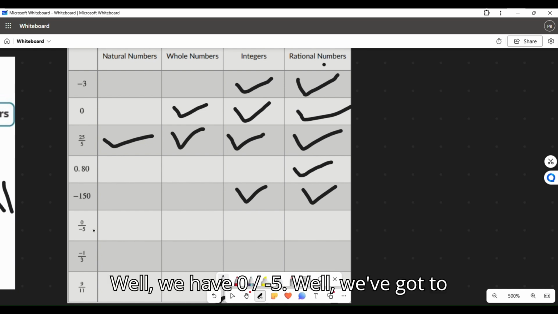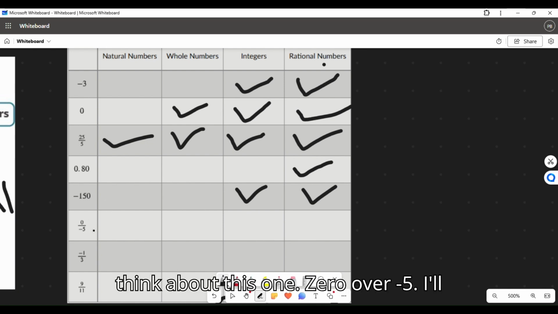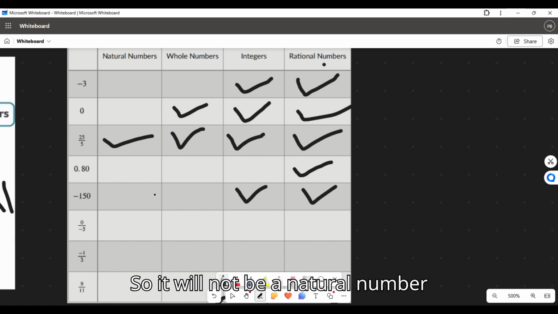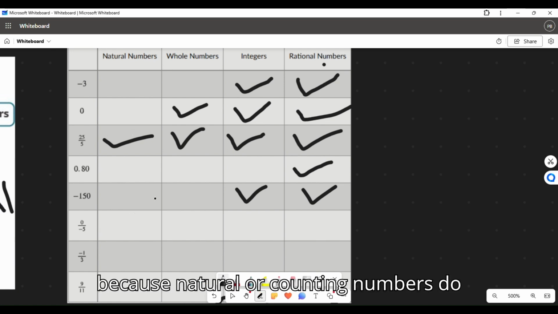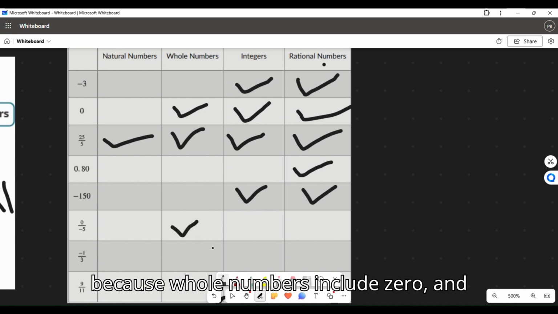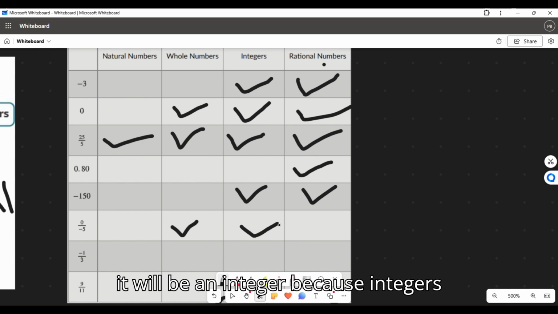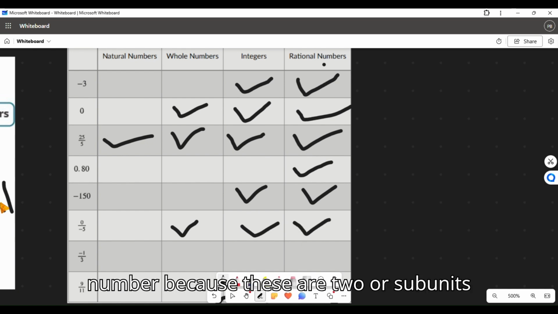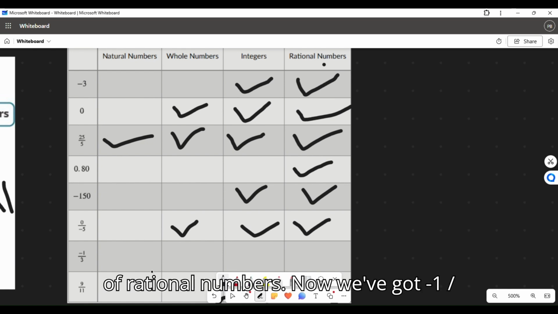Well, we have 0 over -5. We've got to think about this one. I'll let you give it a try. Okay, 0 over -5. What is 0 over anything? 0. So it will not be a natural number, because natural or counting numbers do not include 0. It will be a whole number because whole numbers include 0. It will be an integer because integers include 0. And it will be a rational number because these are subsets of rational numbers.